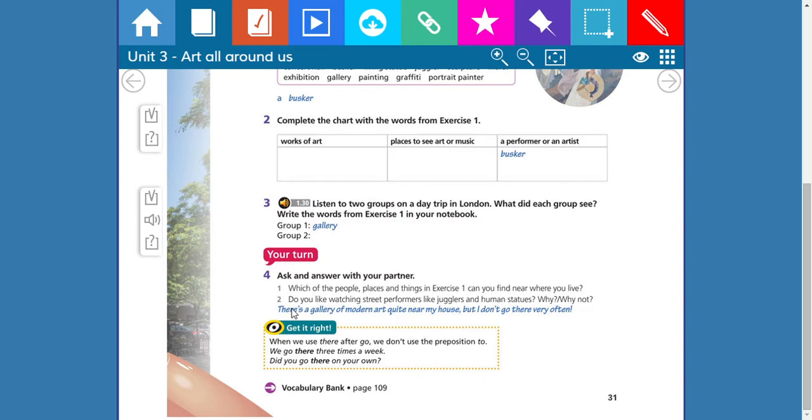2. Do you like watching street performers like jugglers and human statues? Why or why not? Well, in my opinion, I say yes, because you can see different things. For example, a juggler when they are juggling with 5, 6, 7 balls. Or maybe when I go to Lima, I can see living statues. They don't move, and that is incredible.